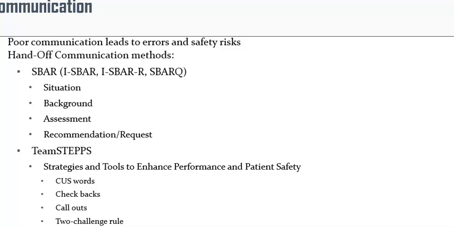State a concern twice as needed. If ignored, follow the chain of command to get the concern addressed. So, like I said, the SBAR will be the one that you will use more than the others.